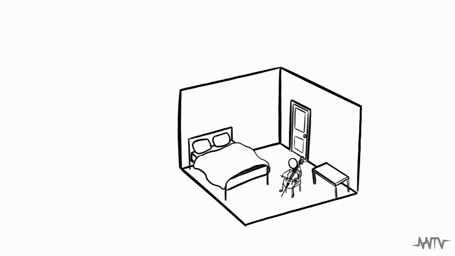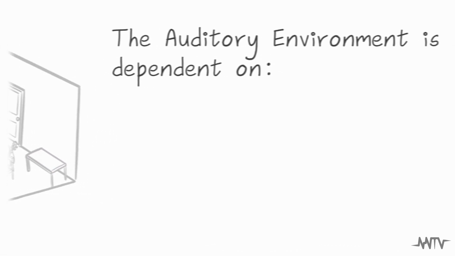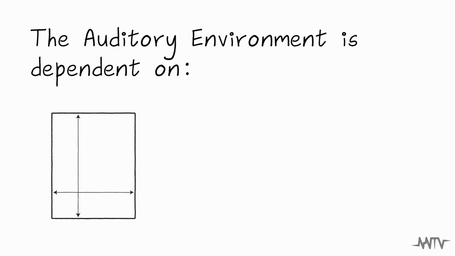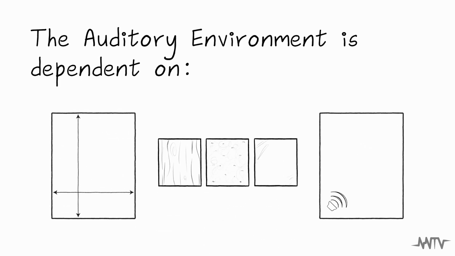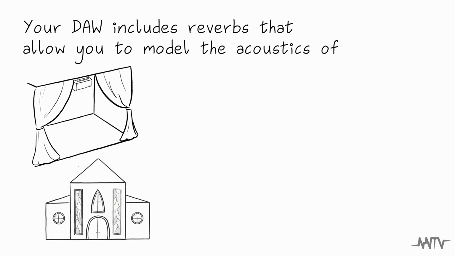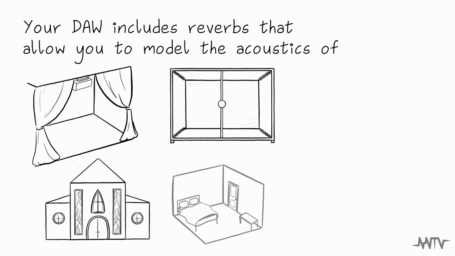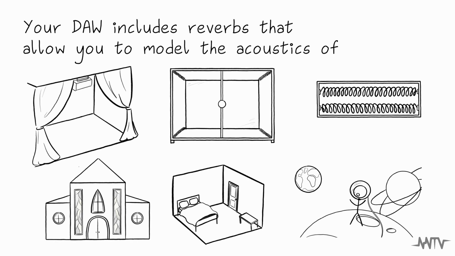In a room, sound waves bounce off the walls, the ceiling, the floor, and any objects in the room to create the auditory environment. This auditory environment is dependent on a variety of factors, including the dimensions of your room, the materials of the surfaces in your room, and the location of your sound source within the room. Your DAW includes reverbs that allow you to model the acoustics of grand concert halls, churches, plates, rooms, springs, and entirely unique, otherworldly spaces.